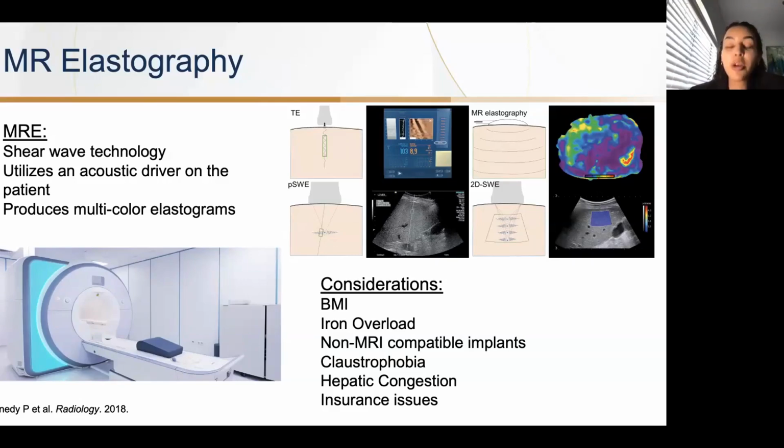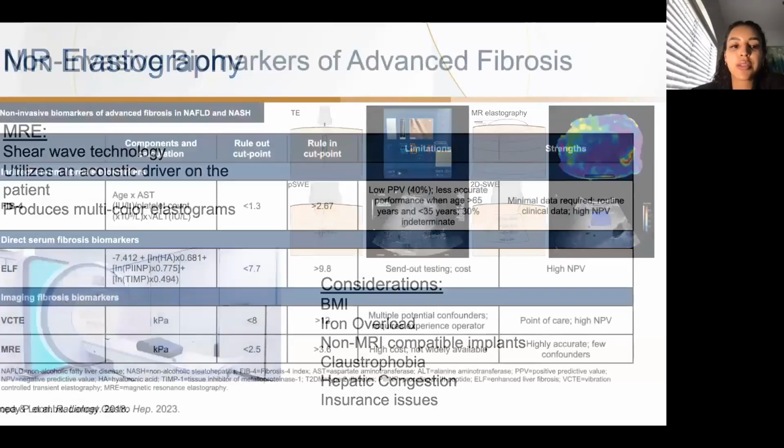BMI, of course, if they are morbidly obese and have a very high BMI, getting in the MRI machine may be difficult. But if we are somewhere between 35 and 45 BMI calculation, this may be a better test than FibroScan, just because the MRI can assess a much bigger area compared to FibroScan. So often in our clinic, if a patient has an elevated BMI and we're just not able to get a quality FibroScan, MRI would be the next recommendation.